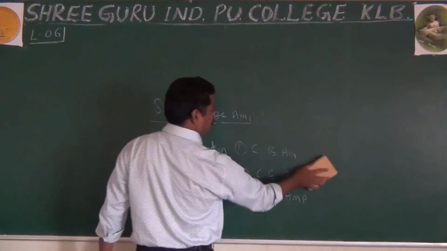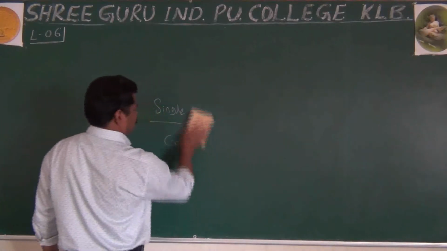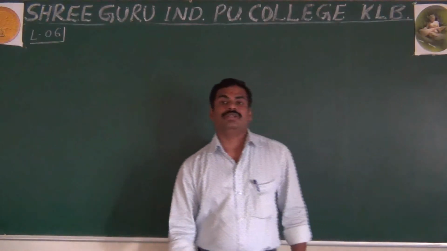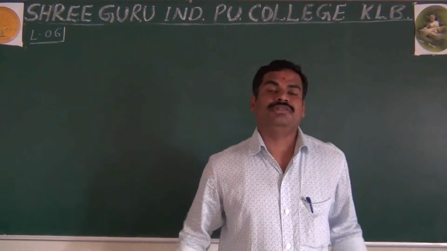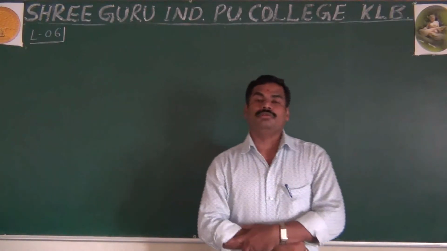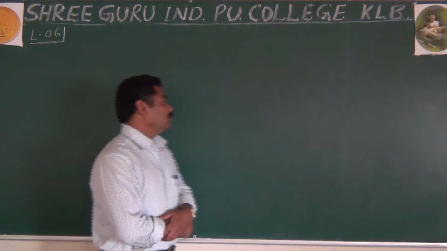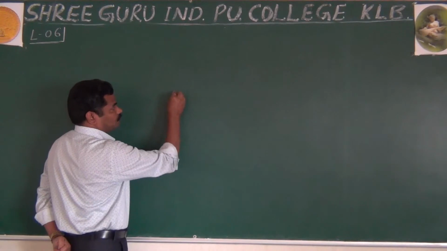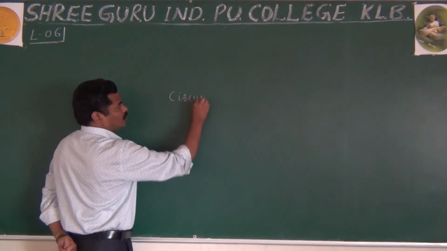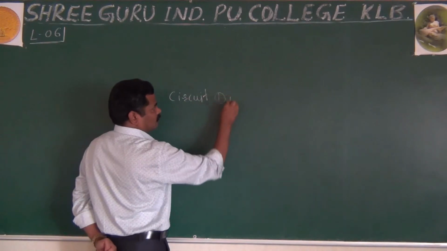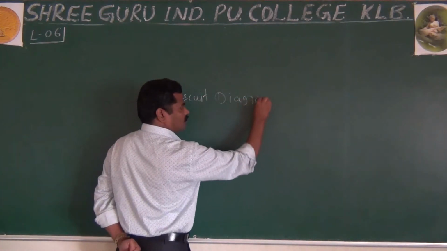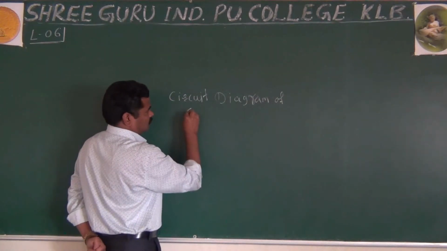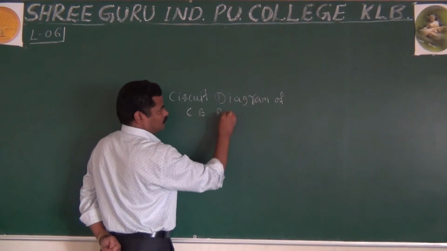First we go for the neat diagram. They may ask a question for 5 marks: explain the construction and working of the common base amplifier. Now we go for the diagram, that is, the circuit diagram of the CB amplifier.